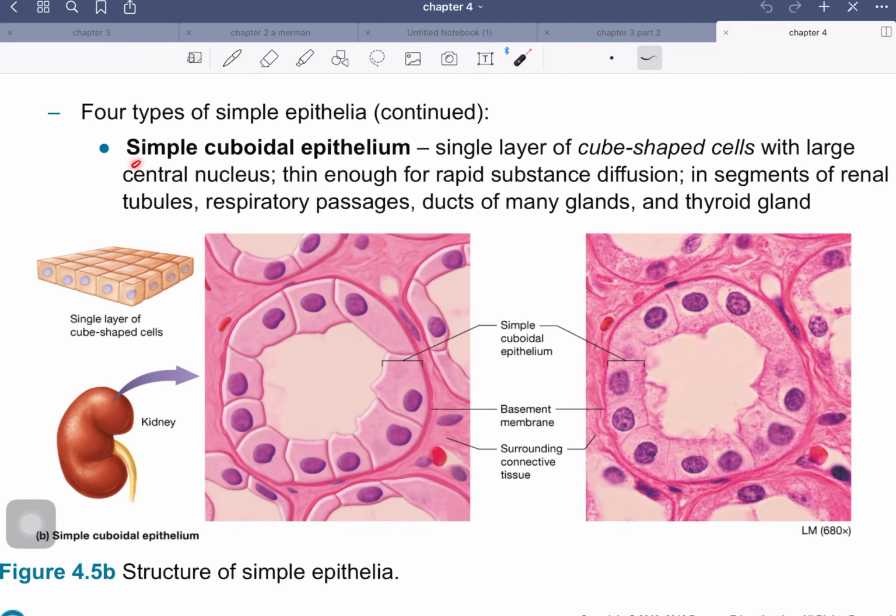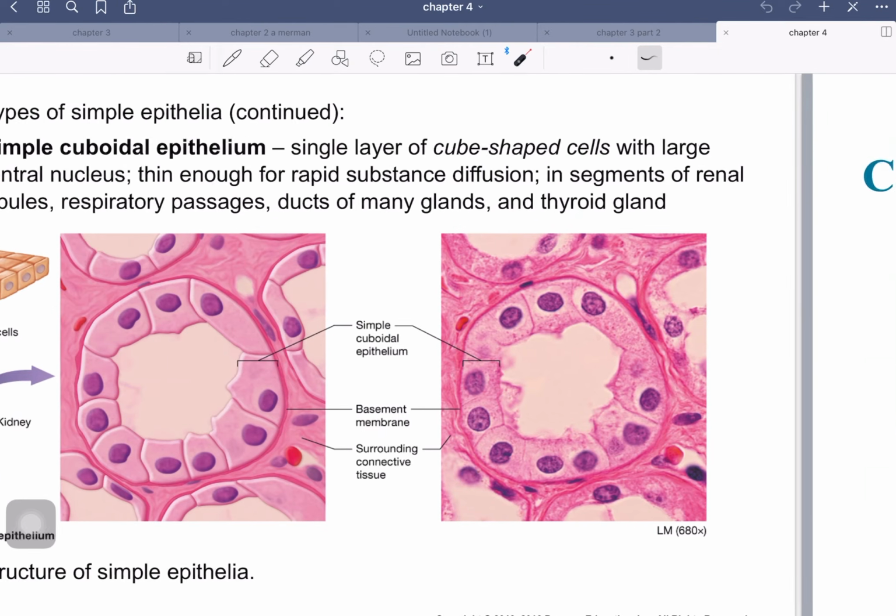So, simple cuboidal, a single layer of cube-shaped cells with a large central nuclei. That's what we see there. But it's thin enough to allow for diffusion. So where do we see it? We see it in some of the tubing, the plumbing of the respiratory passages. We see it in the renal tubes, ducts of many glands, thyroid gland, I should say.